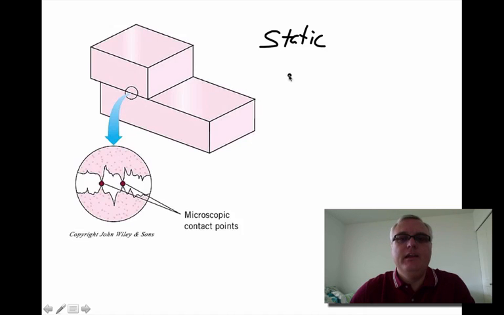each other. And the way we calculate friction is the friction force is equal to mu, the Greek letter mu, which looks like a funny U with a little tail, times the normal force. So it depends on the normal force between the two surfaces. And this Greek letter mu is the coefficient of friction.